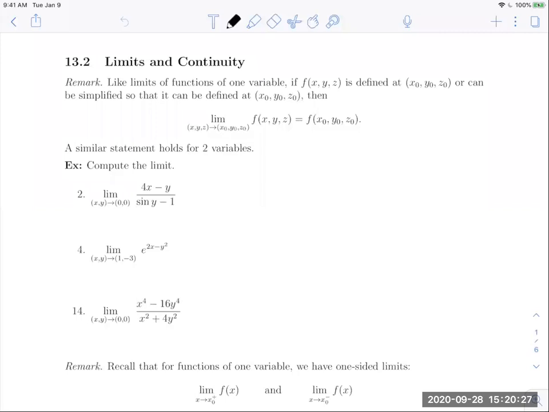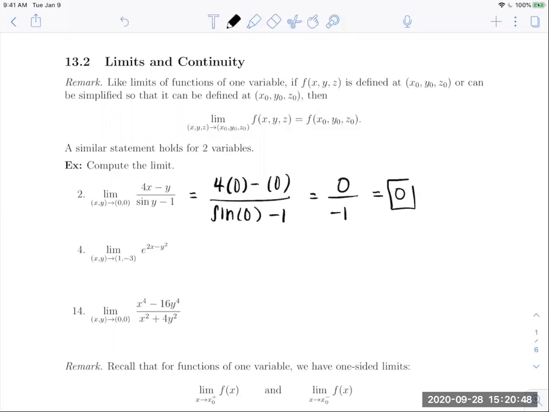So for number 2 here, we want to compute the limit. Can we just plug in 0, 0 for x and y in each case? Sure, so in this particular example, we have 4 times 0 minus 0 divided by sine of 0 minus 1. So what we get here is 0 over negative 1, which is 0. All right, it's as easy as that. Let's take a look at number 4. We can just evaluate this, e to the 2 times 1 minus negative 3 squared, which is e to the 2 minus 9, or e to the negative 7. This is defined, and so this is our limiting value.